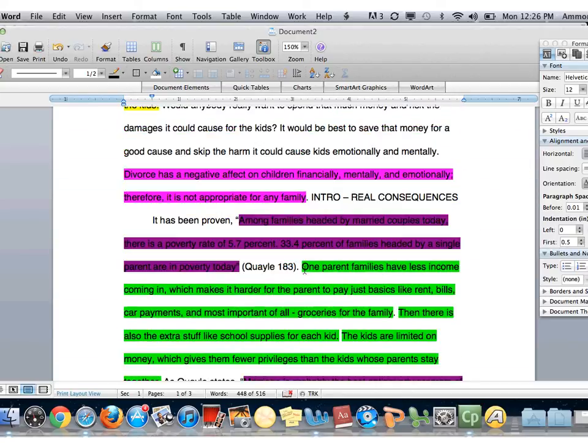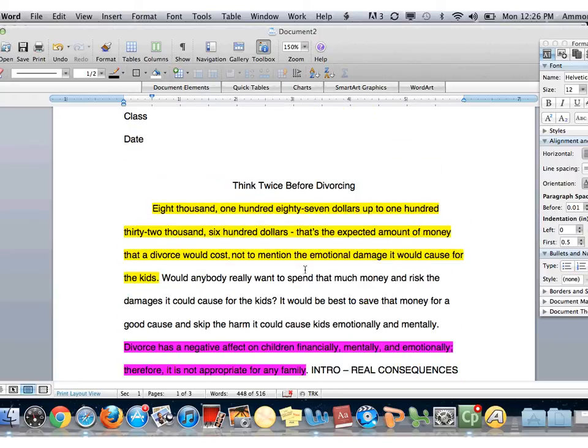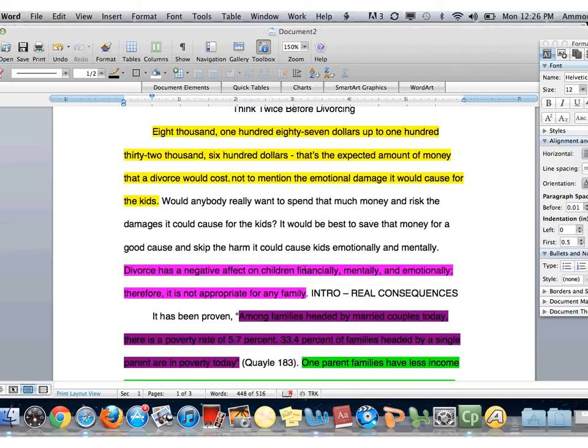So now that you have this visual representation of your essay, you should have a really good idea of what you need to work on hard before you turn it in for a final grade.